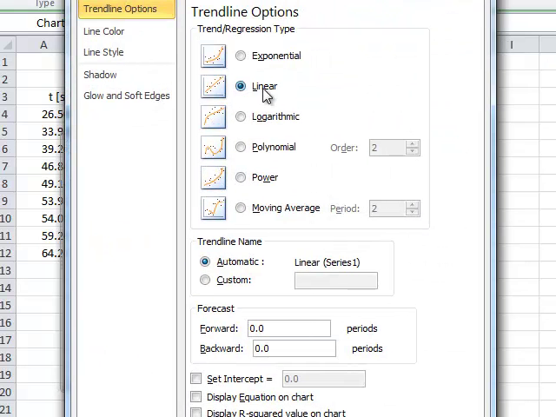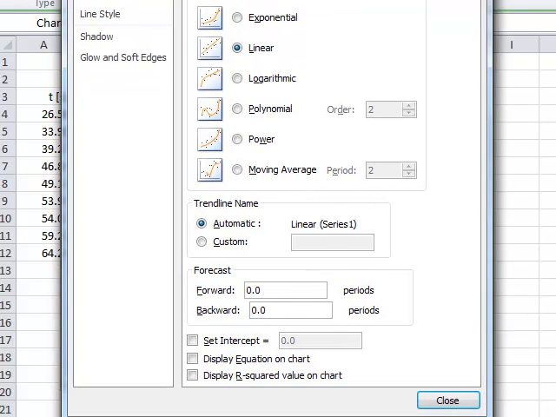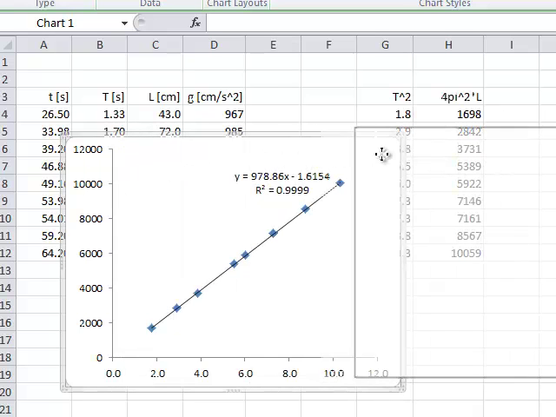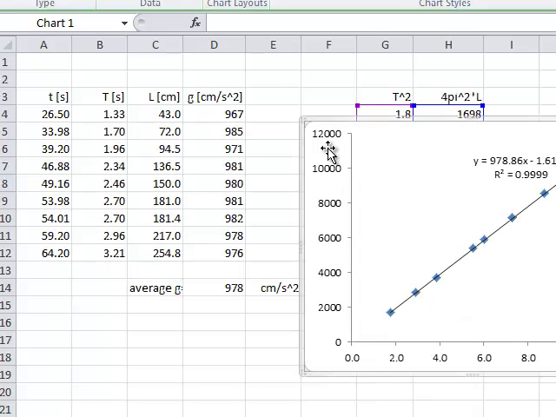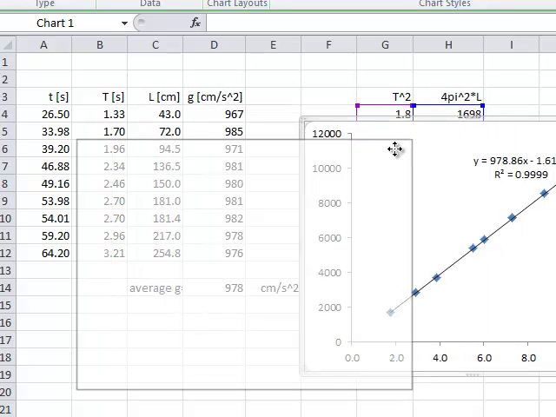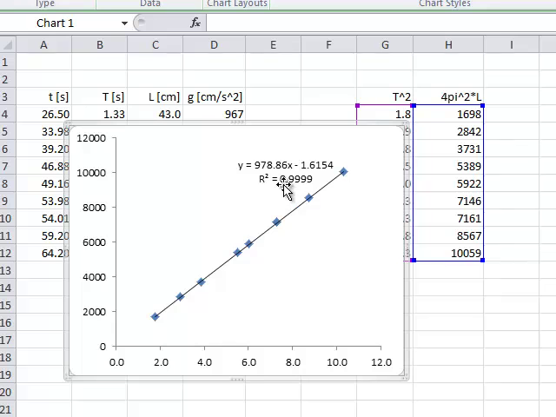Okay, here are the options. Linear is what I want. And then display the equation on the chart, display the r squared value on the chart. I'll explain it in a moment. And there we go. In fact, there's my r that I wanted. 978.86 compares to the average, I think it's still here, of 978. So you come up with two results, one from the Excel analysis and one from the average.